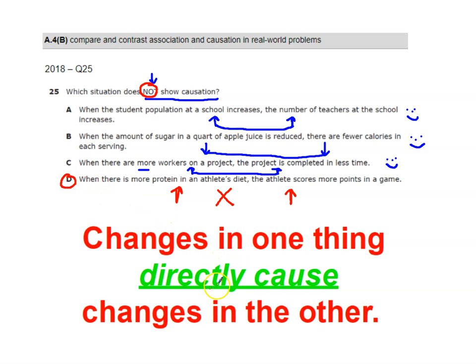So remember, causation is what directly causes the other to have a change.